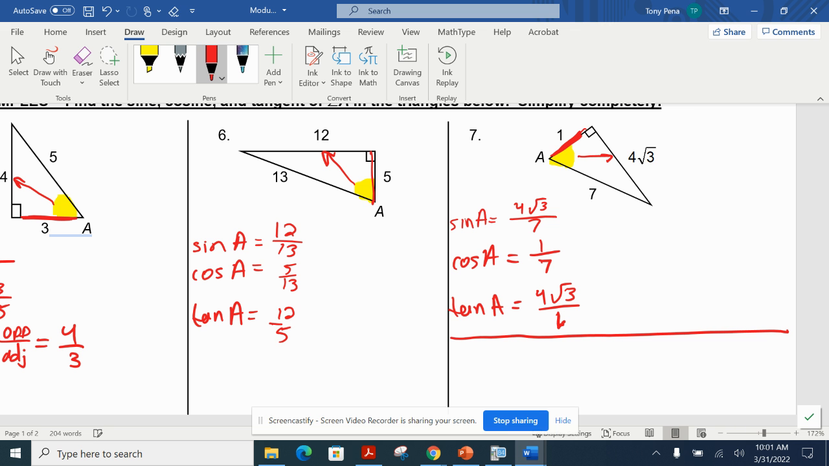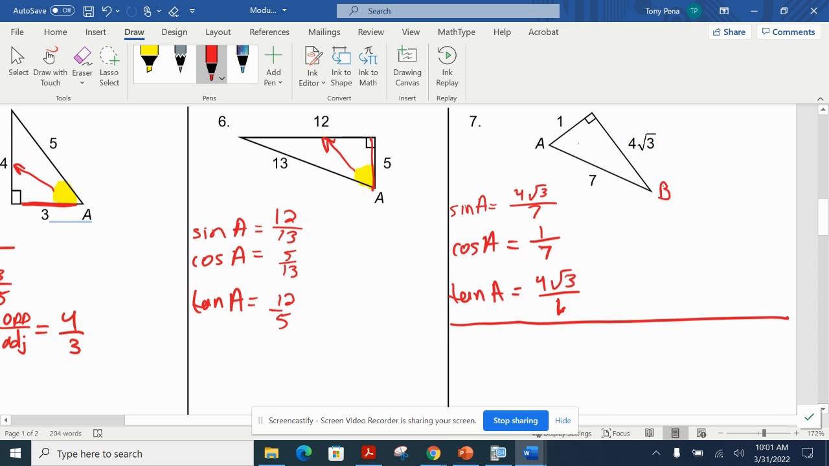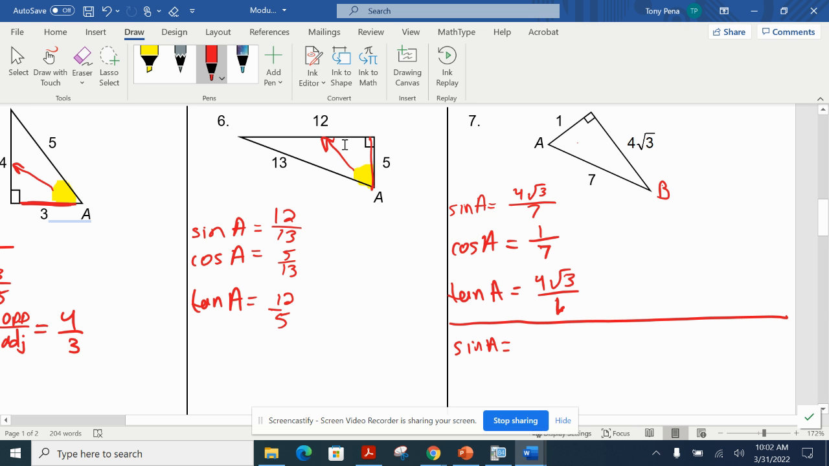What I want you to do now, and this is one of the things that's new, is label this angle B. So the other angle that's not the right angle and not A. Label that angle B, and then give me the 3 different trig functions now. So sine of A, cosine of A, and tangent of A. Or B. Yeah. Thank you.